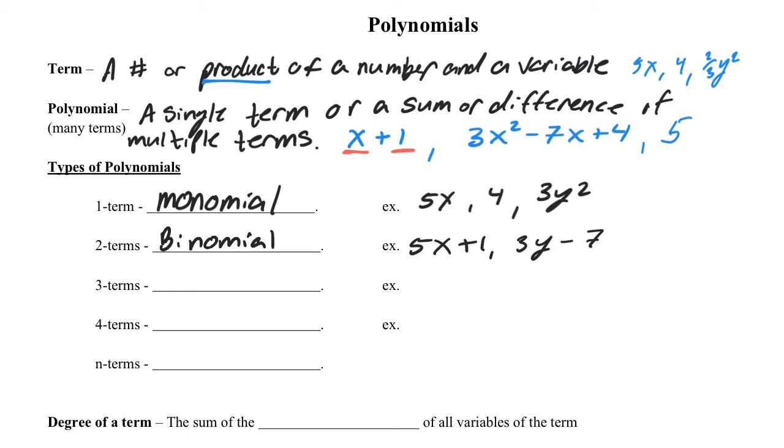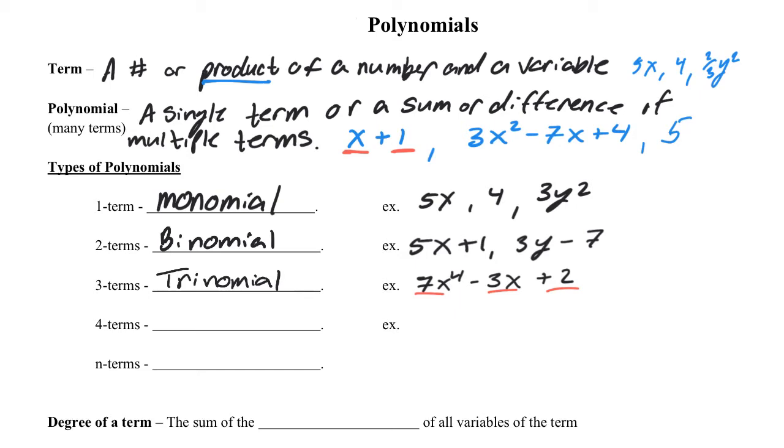Then we get to 3. This is called a trinomial. An example of this might be 7x to the 4th minus 3x plus 2. We have 3 terms, 1, 2, 3. Those are our 3 special names that we're going to be worried about, but we do have polynomials that are larger than that. So what do we do?